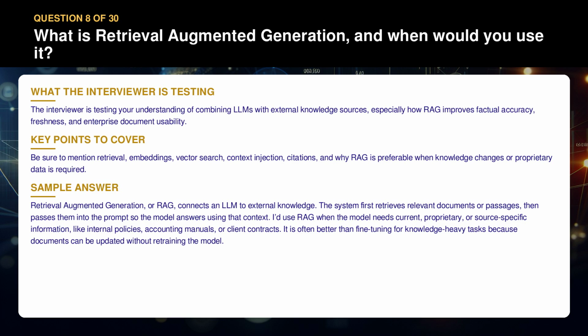Retrieval Augmented Generation, or RAG, connects an LLM to external knowledge. The system first retrieves relevant documents or passages, then passes them into the prompt so the model answers using that context. I'd use RAG when the model needs current, proprietary, or source-specific information, like internal policies, accounting manuals, or client contracts. It is often better than fine-tuning for knowledge-heavy tasks because documents can be updated without retraining the model.